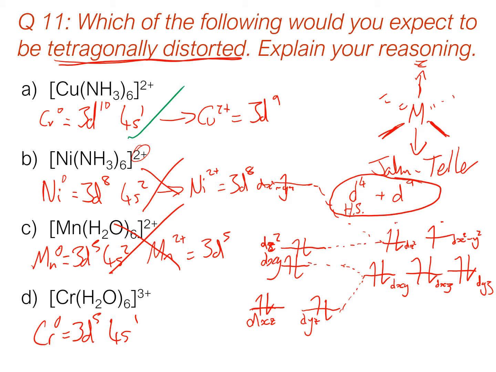This time, the charge on the chromium is 3+, so we're looking at chromium 3+, and this is then 3d3. Again, not a high spin d4 or a d9, another big fat cross. So the only one of these that we'd expect to be tetragonally distorted is copper, and that is because it has a d9 electron configuration.